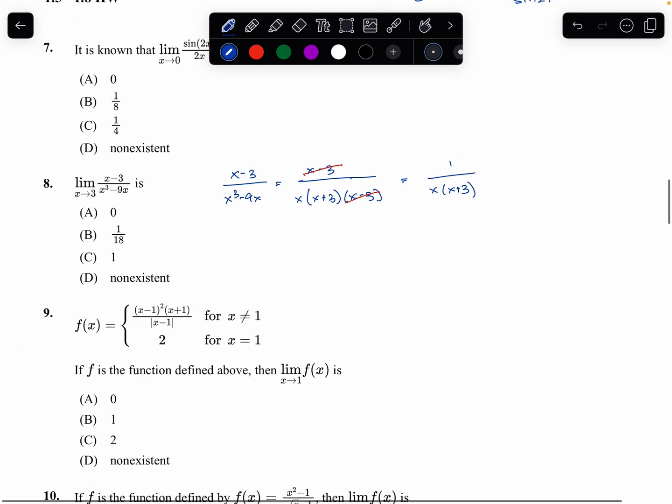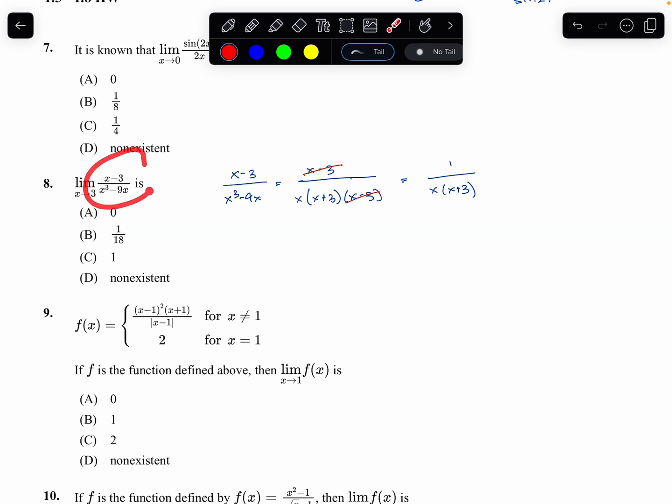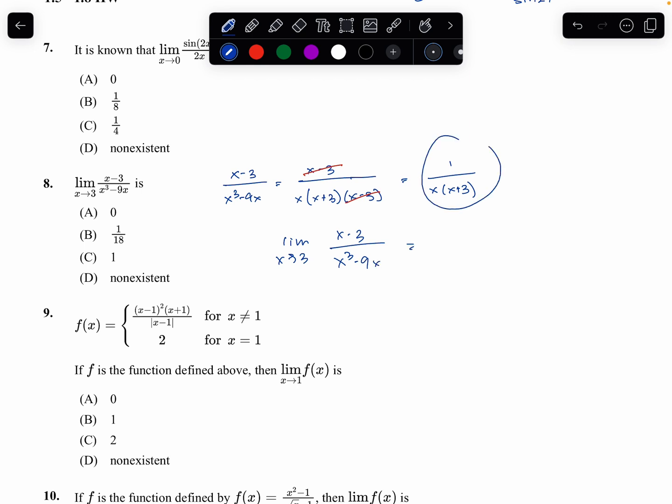Now I can plug in 3 in here, because plugging in 3 here would be the same thing as evaluating the limit as x approaches 3 of this right here, but I don't get any errors here. So this limit as x approaches 3 of x minus 3 over x cubed minus 9x is going to be equal to, if I plug in 3 right there, 1 over 3 times 6, which is 1 over 18, which will be B.